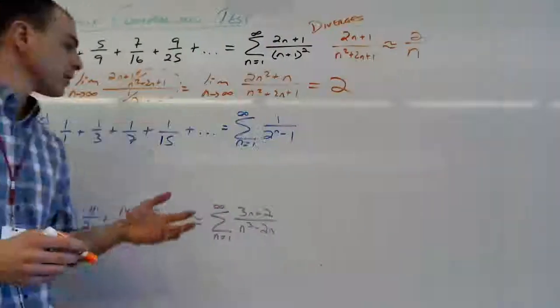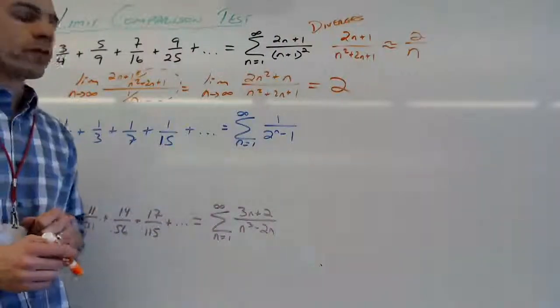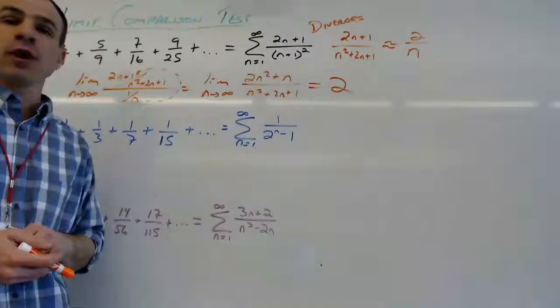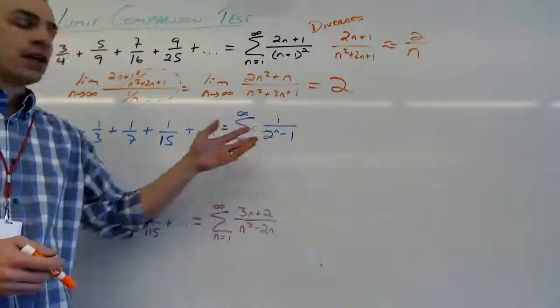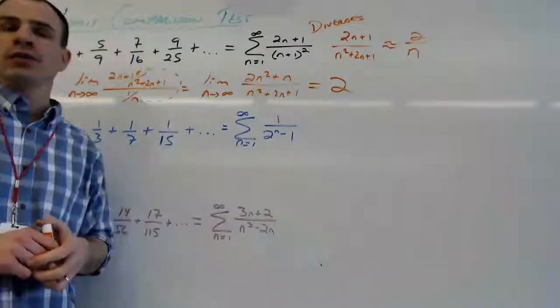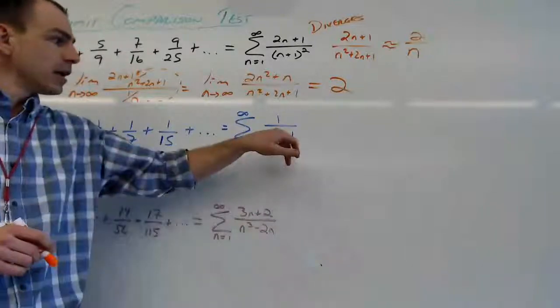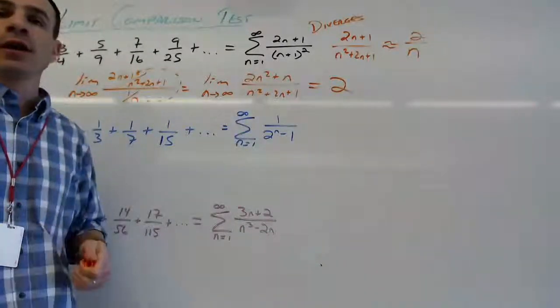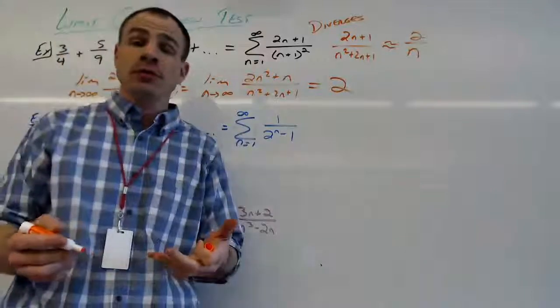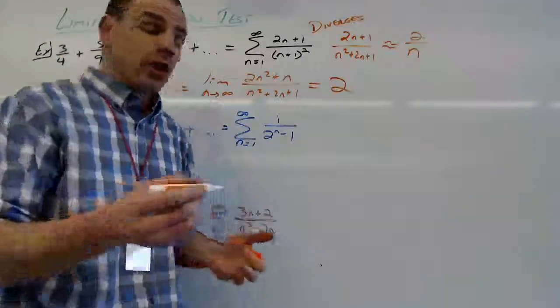With the second series, we have 1 over the quantity 2 to the n minus 1. Now this series seems to be behaving a little bit like a geometric series, but it's not a geometric series because of that minus 1 in the denominator. But we can compare it to a geometric series that we do know about.